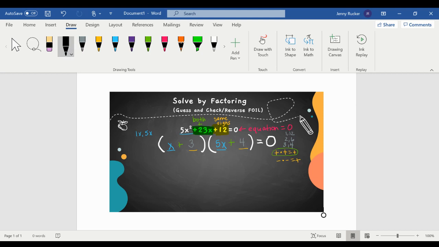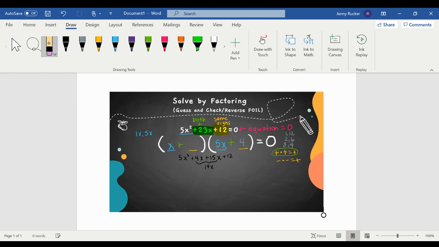We'll need to FOIL this out, or at least do outer plus inner to check to make sure that we created the correct factors for our quadratic equation. So let's FOIL. First times first would be 5x squared. Outer times outer would be plus 4x. Inner times inner would be plus 15x. And last times last would be plus 12. When I combine my outer plus my inner, I get 19x. That doesn't match my B value of 23x. That means I don't have the correct factors or I don't have them in the correct place.